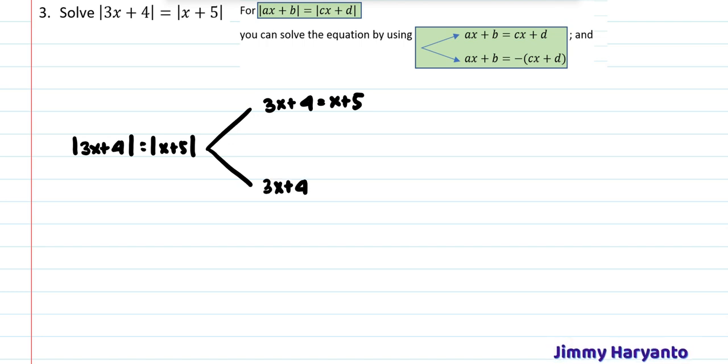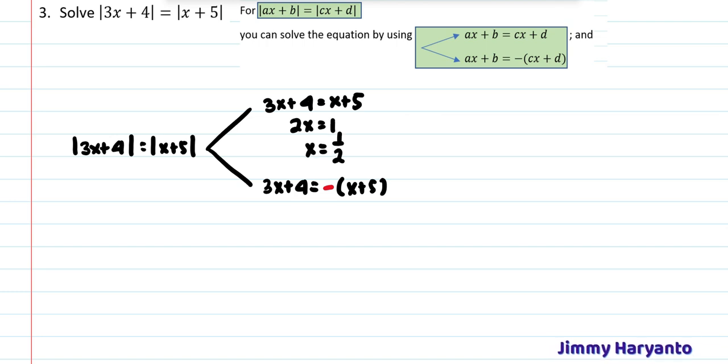The second part will be 3x plus 4 equals negative, and then open brackets x plus 5. Okay, let's solve it one by one. This one is 2x equals 5 minus 4 equals 1, so x equals 1 over 2. And then the second part, you have to expand the right hand side first before you solve it, like this, and then you will solve it like usual.